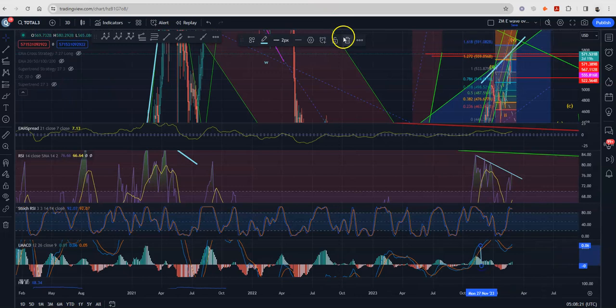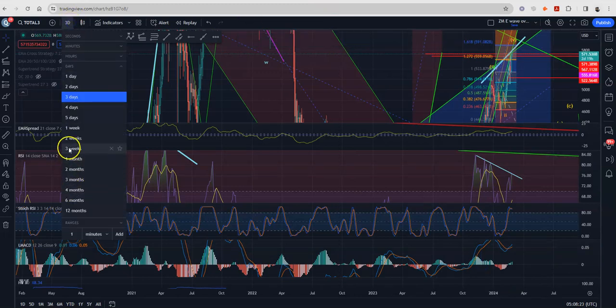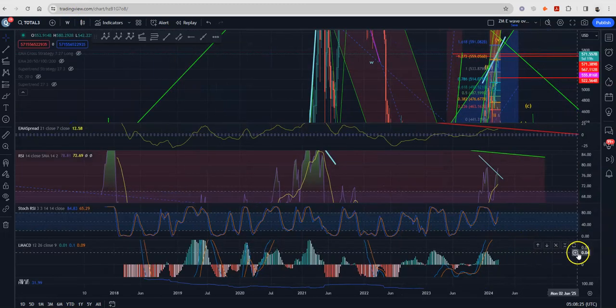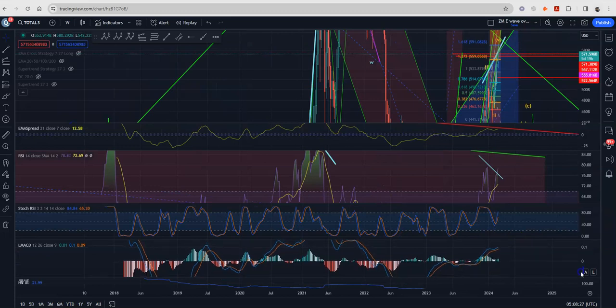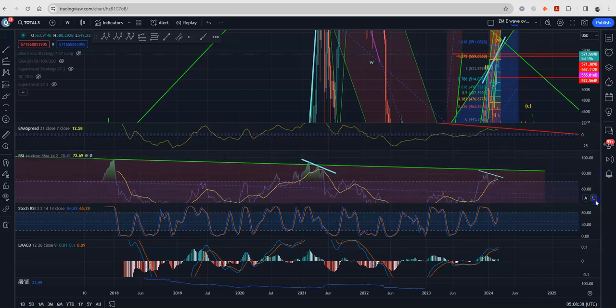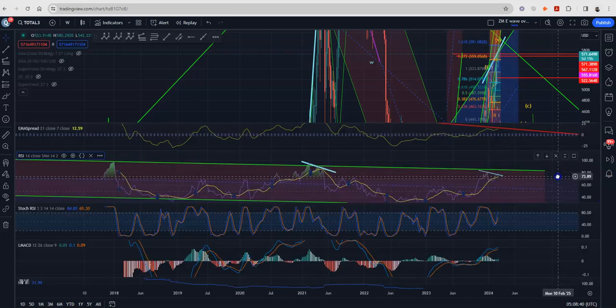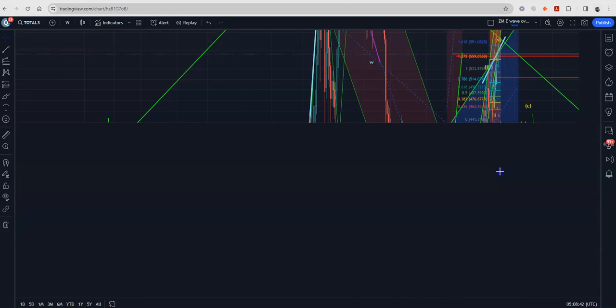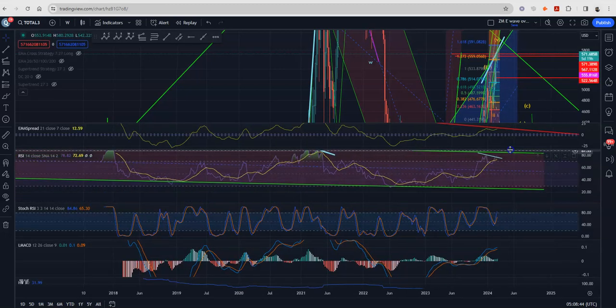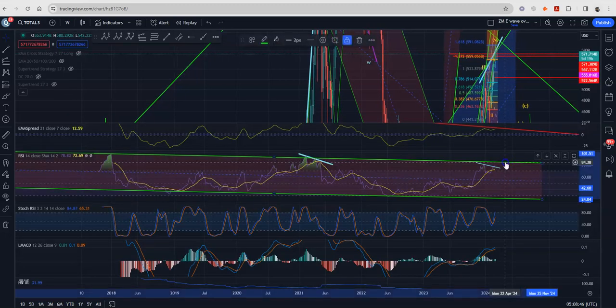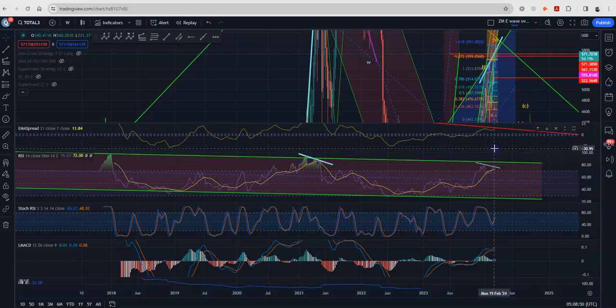Also, on the weekly, you still have some bearish divergence. This is just flat, so I don't see anything here. Also to note, we're coming up against the top of this channel, so we don't have much left in this move.